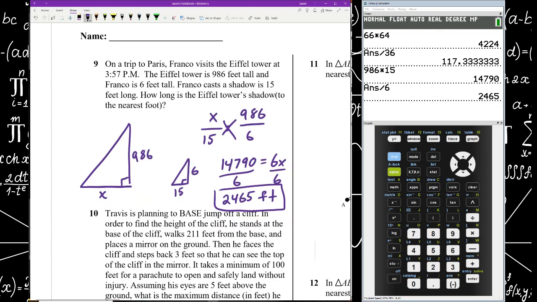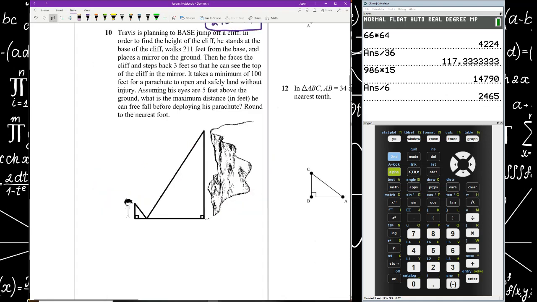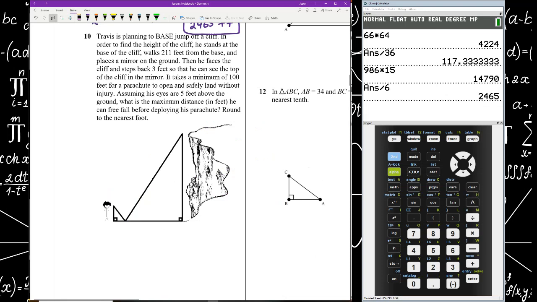Number 10. Travis is base jumping off of a cliff. In order to find the height of the cliff, he stands at the base of the cliff, walks 211 feet from the base, and places a mirror. So here's the base. This would be 211 feet. Here's a mirror. He then takes 3 more feet backwards and then looks down at the mirror so he can see the height of the cliff. So this is a little demonstration of it.